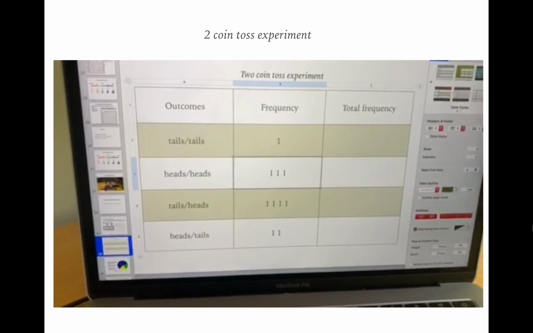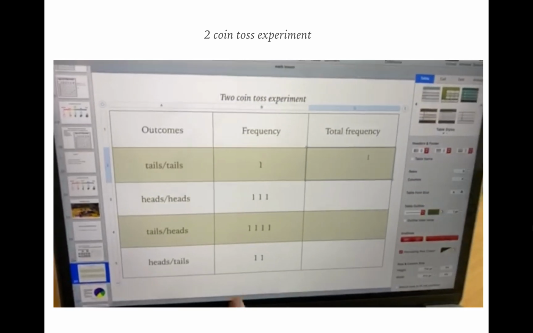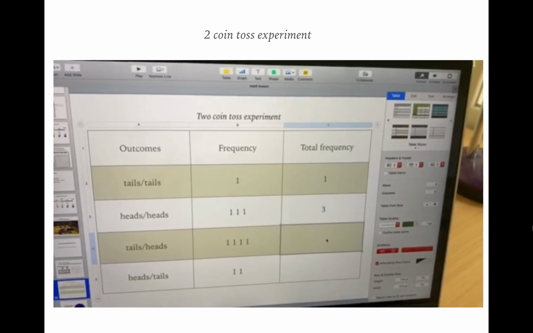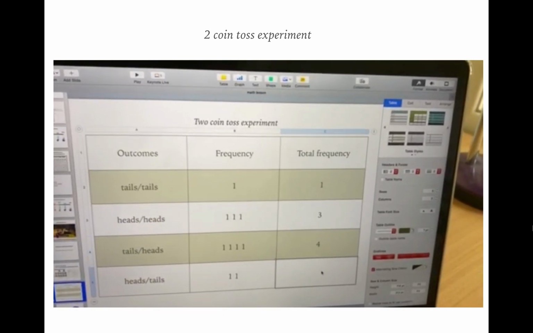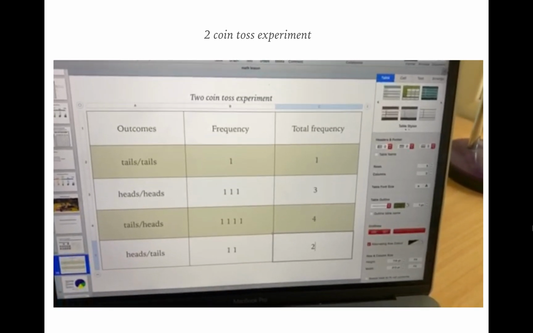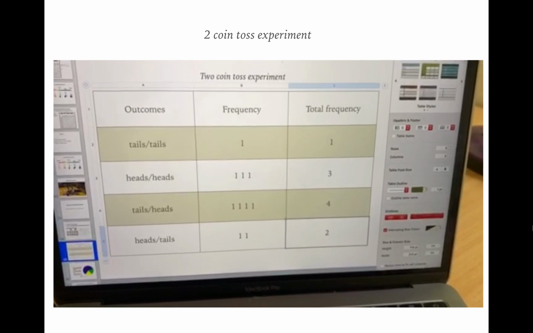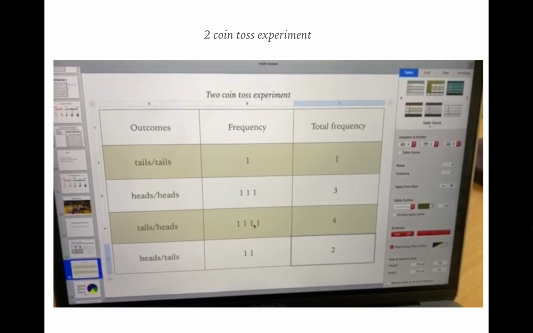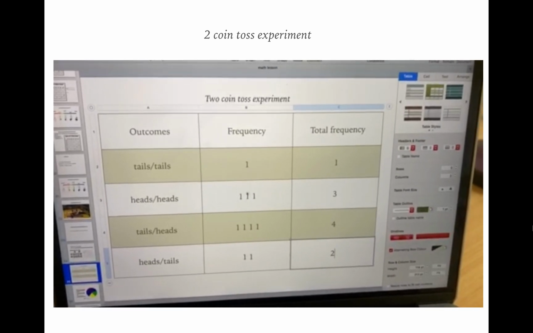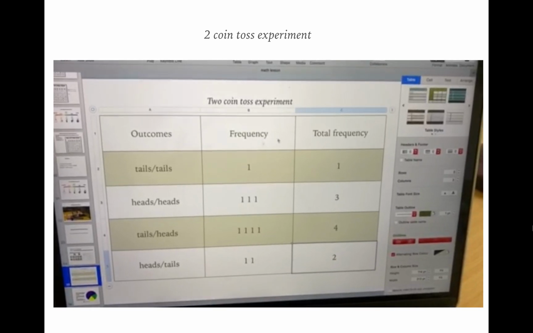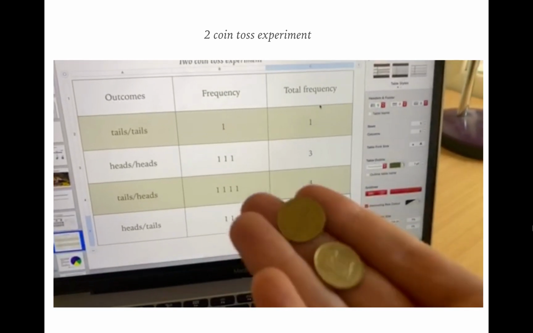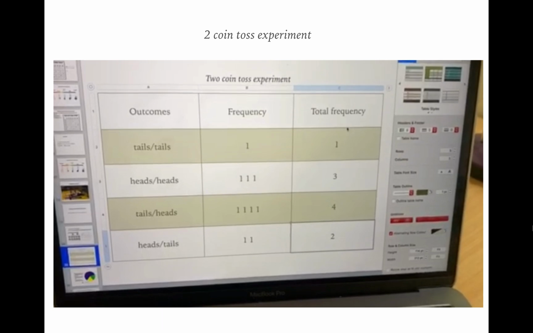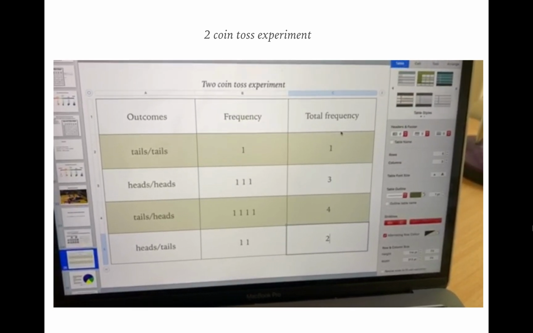Alright, so these are our results. We got 1 tails, tails. We got 3 heads, heads. We got 4 tails, heads, and we got 2 heads, tails. Now, as I said, there's 25% chance of getting any of these combinations. We can see that the highest one was tails, heads. That one was heads, heads, and those are a bit lower. Now, if we keep tossing these 2 coins, we will have more or less an equal chance of getting any of these combinations. Okay, so try this at home as well and see how you go.